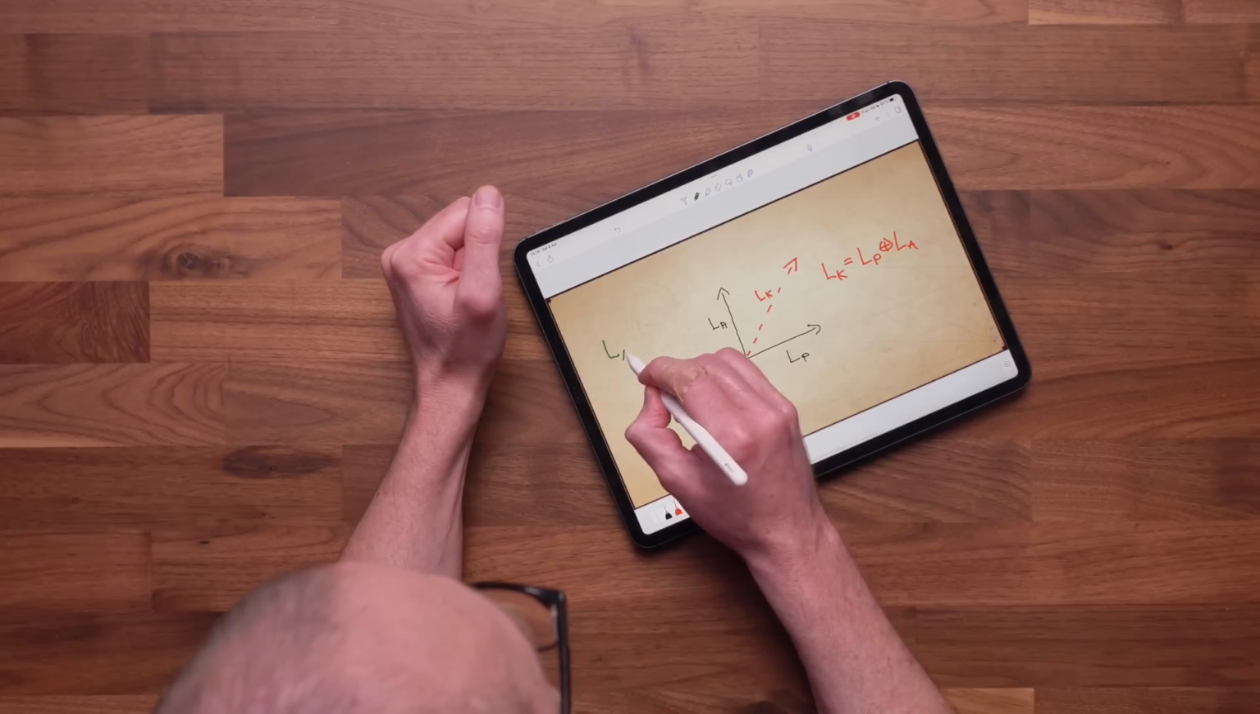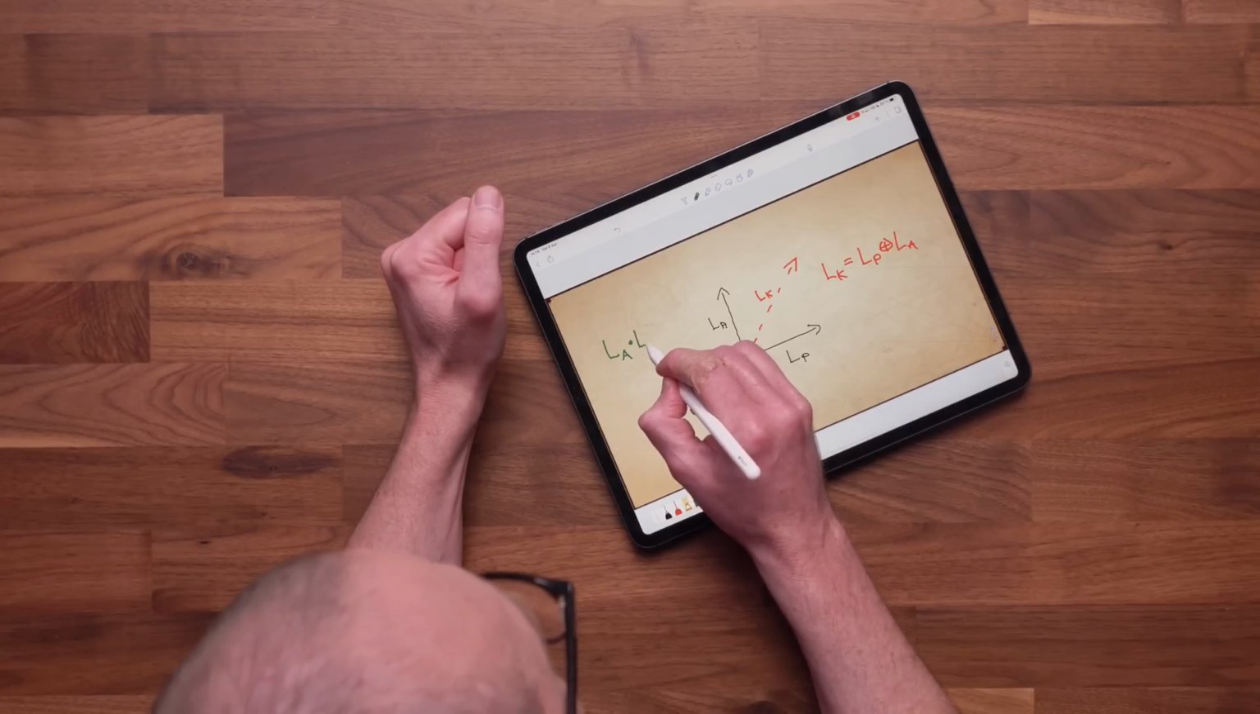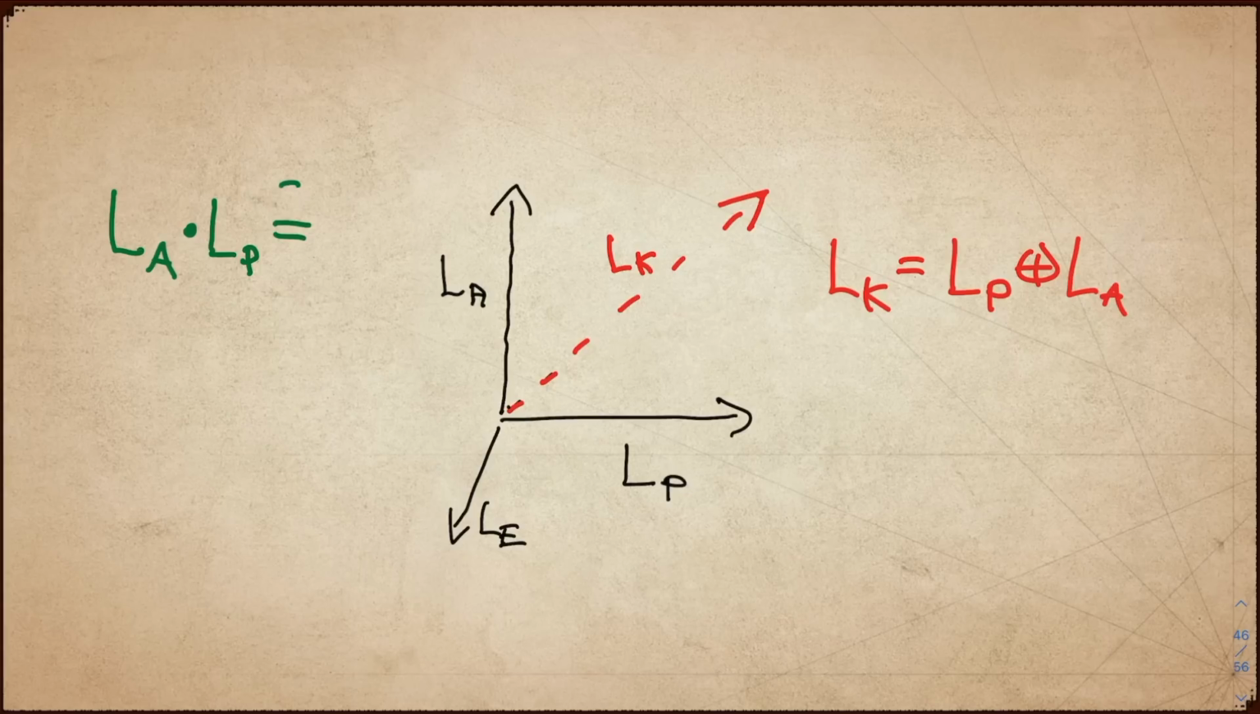If you take all primitive L functions, and there are infinitely many, taken together, they form a basis for an infinite dimensional vector space. For example, LA, inner product LP, these are orthogonal, so the inner product should be 0. LK, inner product LK, should be sort of the square root of 2 times the square root of 2 times cosine of the angle 0. So that would be 2.